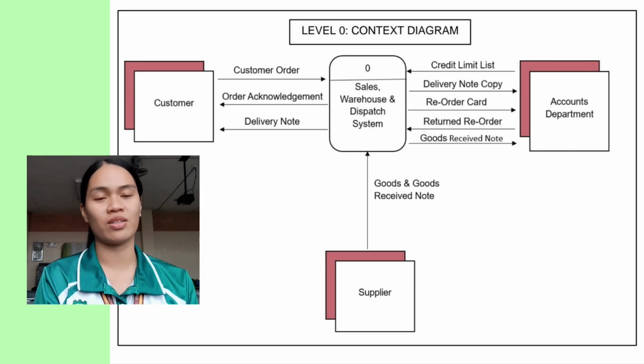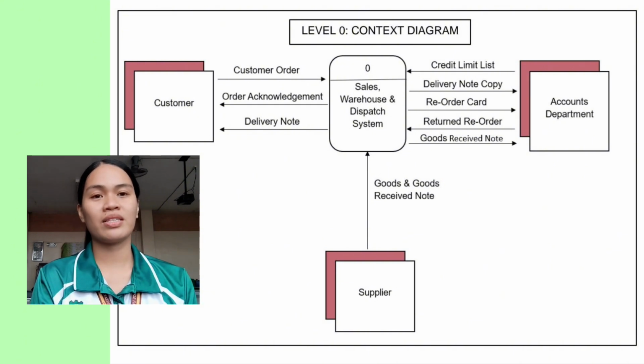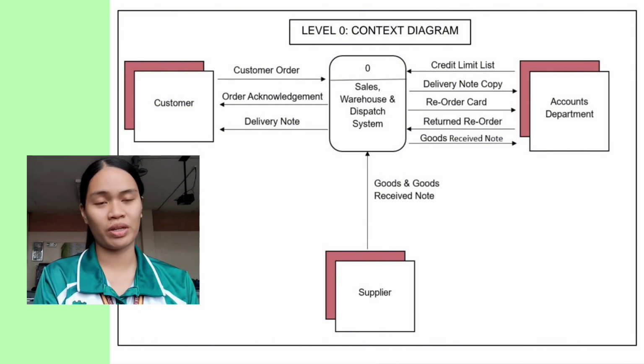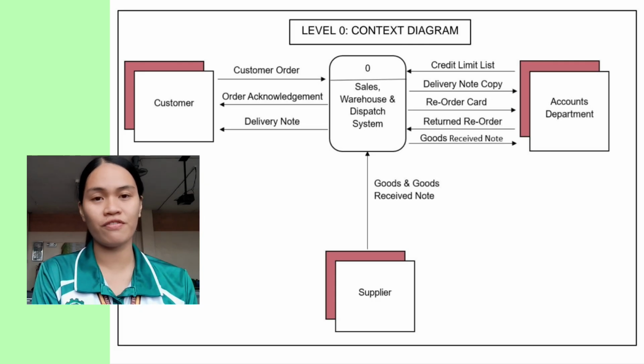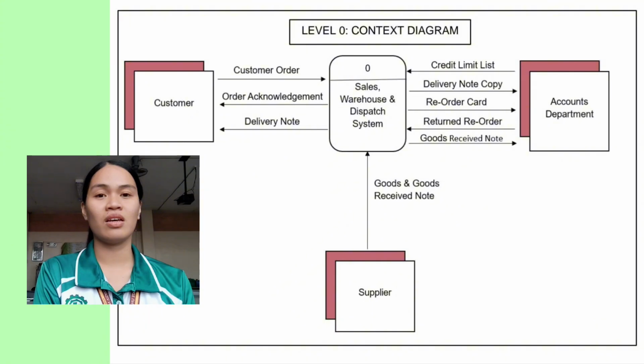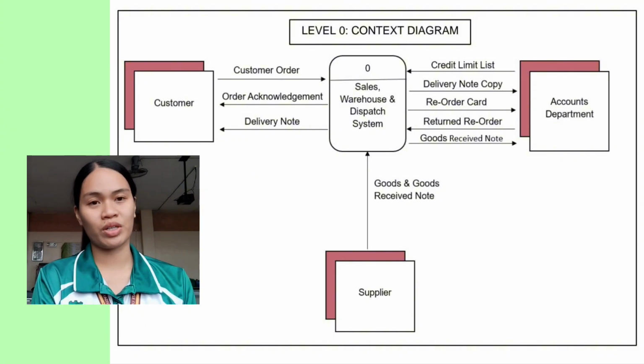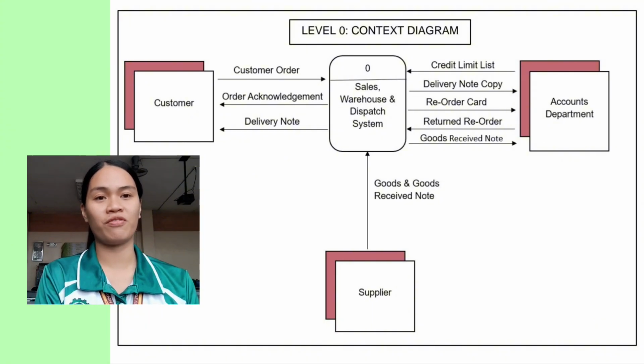First, we have the customer. The customer sends a customer order to the system. In response, the system returns an order acknowledgement confirming that the order has been received. Once the order is successfully processed and dispatched, the system sends back a delivery note to the customer, which serves as the proof that the goods have been sent.